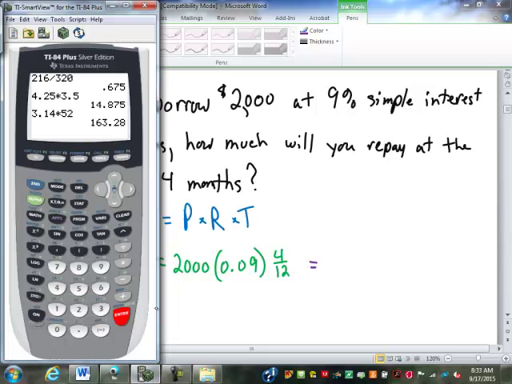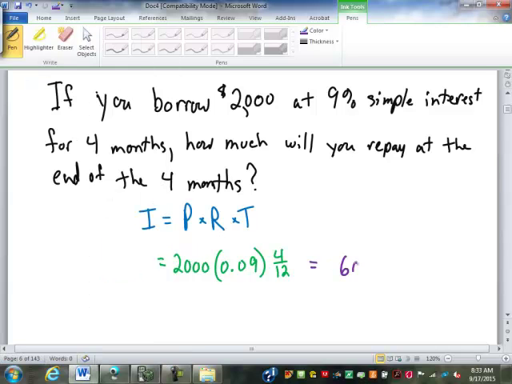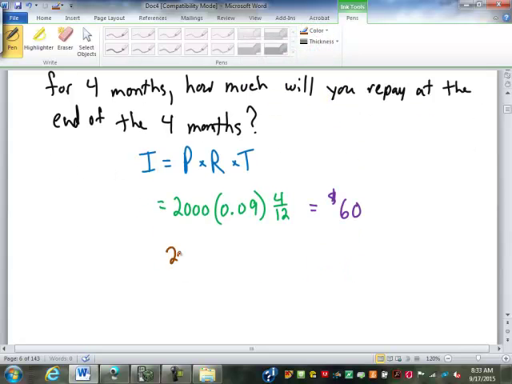So if we do 2,000 times 0.09 times 4/12, we get 60 bucks interest. So that means at the end of our 4 months, we have the 2,000 plus $60. We have to pay back $2,060.